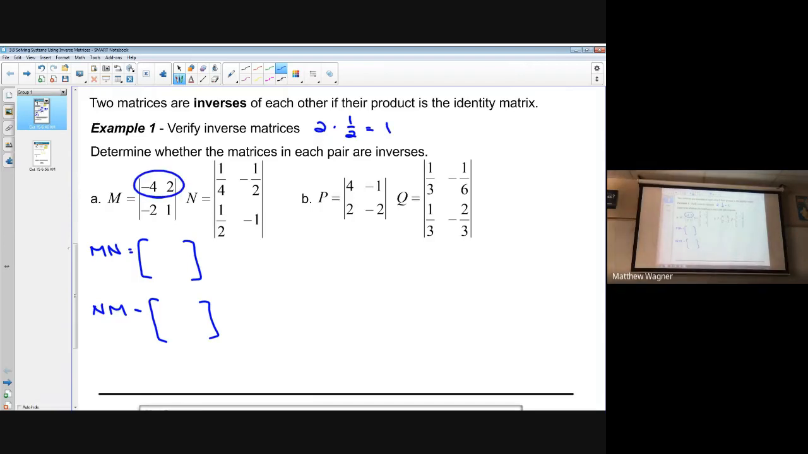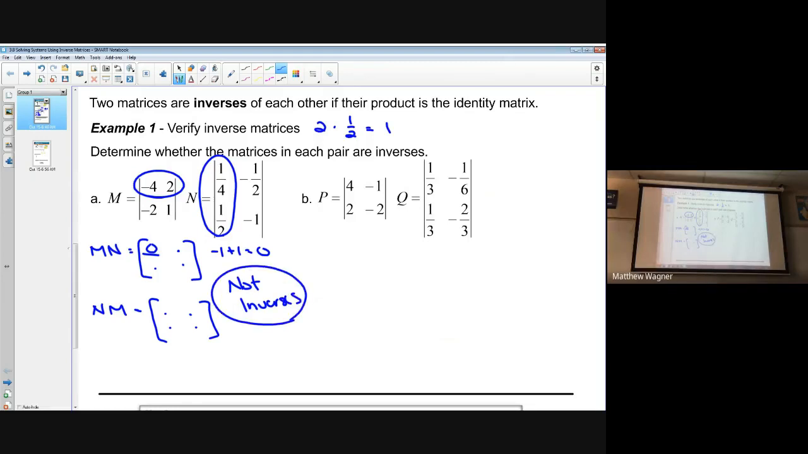All right. So we're going to multiply our matrices. We're going to go across and down, just like we did with matrix multiplication. You can see this top left entry is going to be -4 times 1/4, which is -1. And then 2 times 1/2 is 1. So that's 0. Well, immediately, right off the bat, I don't need to do any of these other entries because what number was that supposed to be? A 1. Exactly. Since that's not a 1, I don't need to bother checking anything else. I know that these two matrices are not inverses.